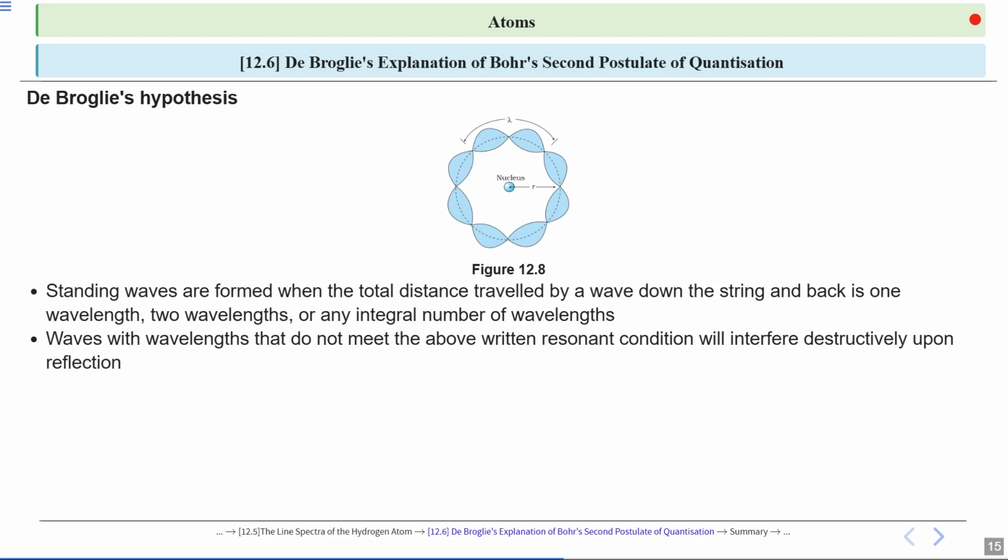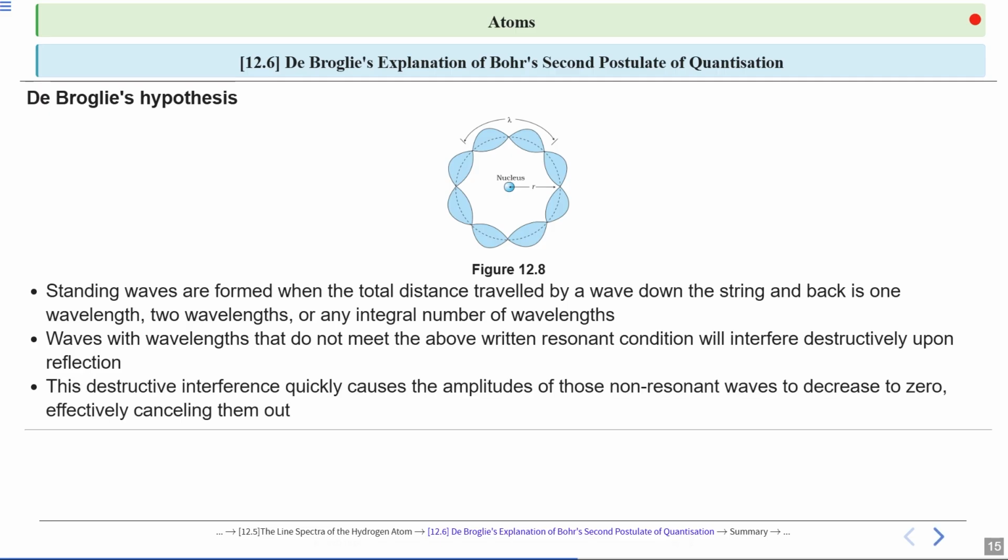Notice what happens if the wavelength doesn't fit the resonant condition. Waves with these wrong wavelengths will interfere with themselves when they reflect back, causing destructive interference. This means the peaks and the troughs of the wave cancel each other out, so no standing wave forms. This quickly reduces the amplitude of those non-resonant waves to zero, effectively cancelling them out. Only the waves that meet the resonant condition survive. This is why in atoms only certain electron wavelengths, and therefore certain energy levels, are allowed.